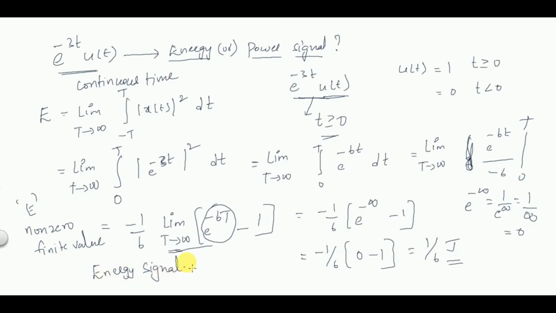Okay, so this is how we can find it by using the formulas and the concept. The concept is very simple. If energy is a non-zero finite value, then it is an energy signal. If power is a non-zero finite value, then it is a power signal. So next we'll see some of the important points which are useful to find whether the given signals are energy or power signals.